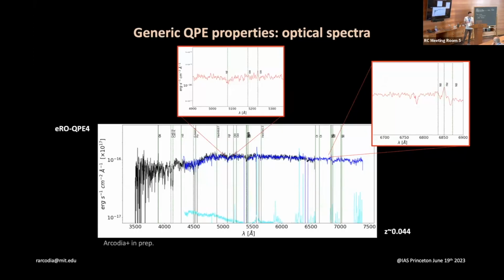eROQP4, I was trying to do this yesterday on the train and I failed, so I didn't fit the spectrum yet, but this is what it looks like, identical to the other one. I promise this is a new plot. Slightly higher redshift, very faint H alpha, very faint O3. I still need to subtract the continuum, but it doesn't look too different from the other ones that I found in eROSITA.